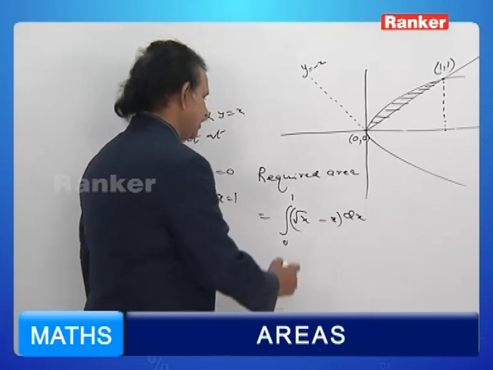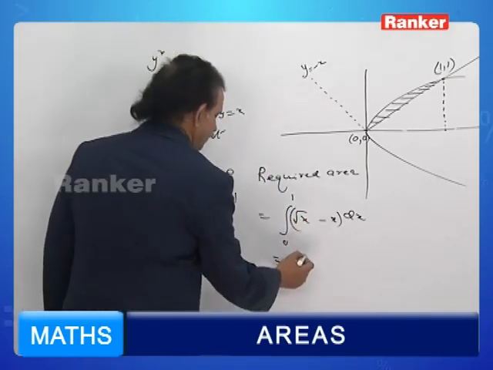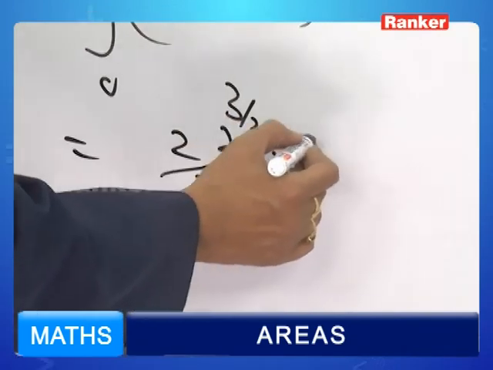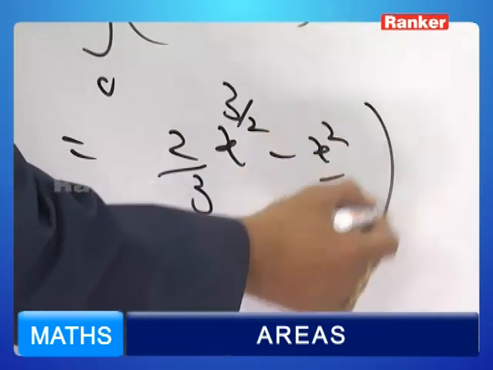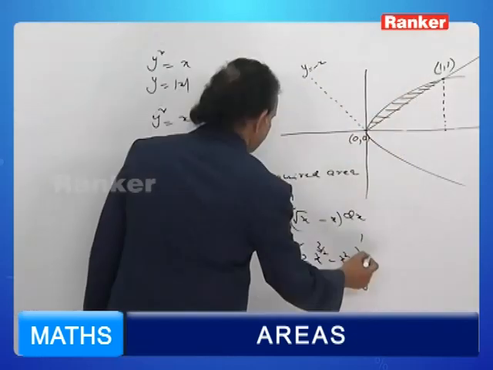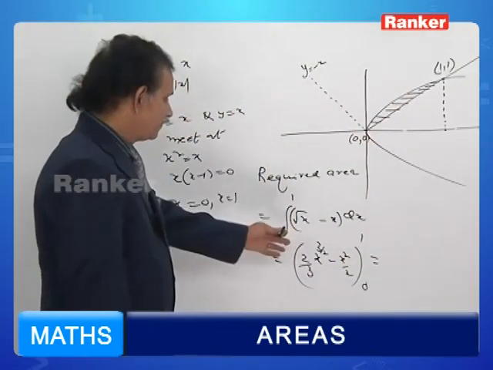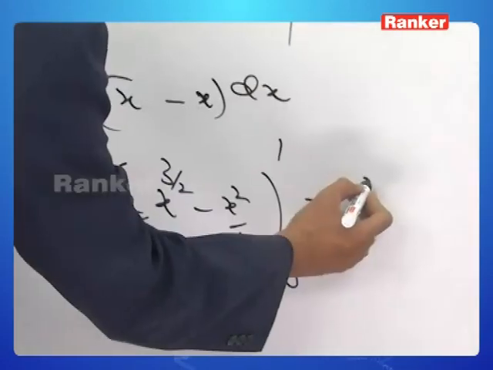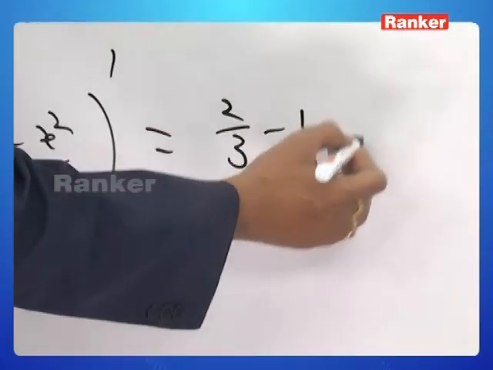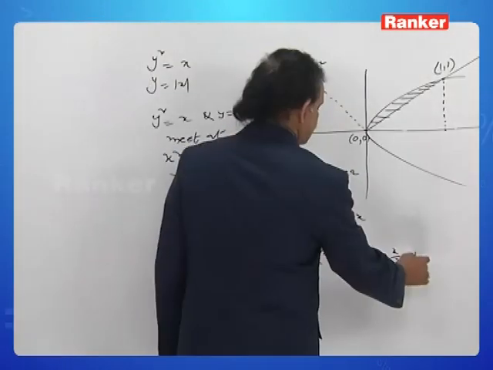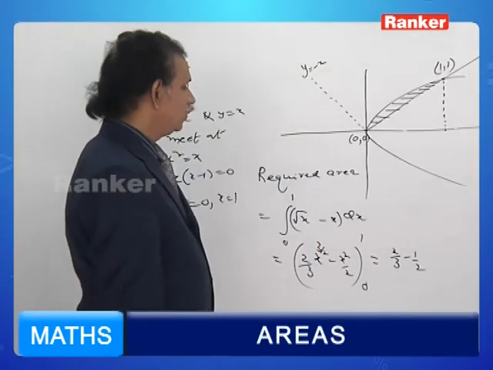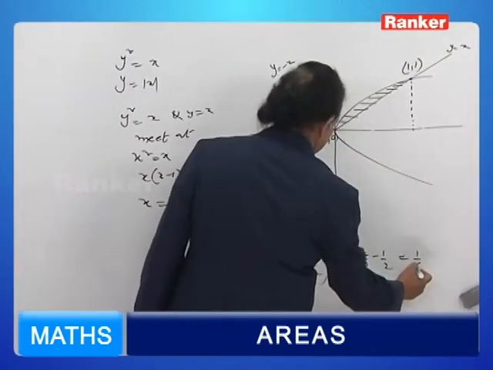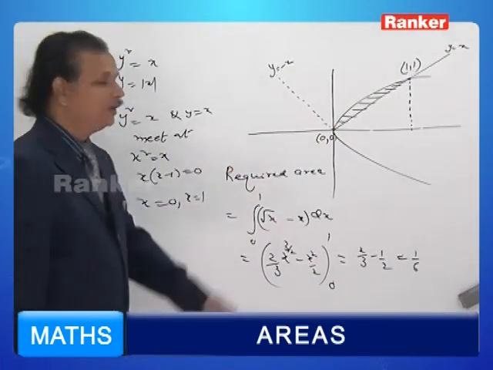Okay, then what is the integral of root x? 2 by 3 into x power 3 by 2 minus x square by 2 between the limits 0 to 1. If you substitute 1 here, 1 power 3 by 2 is 1, so it is 2 by 3 minus 1 by 2. It is 4 by 6 minus 3 by 6, so it is 1 by 6. So the required answer is 1 by 6.